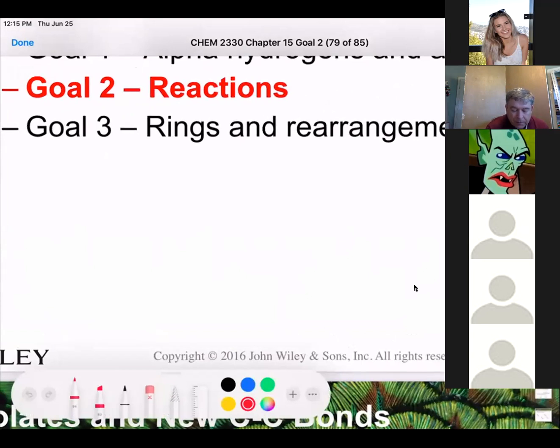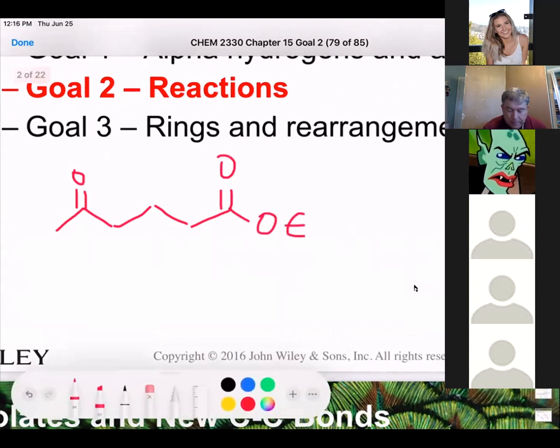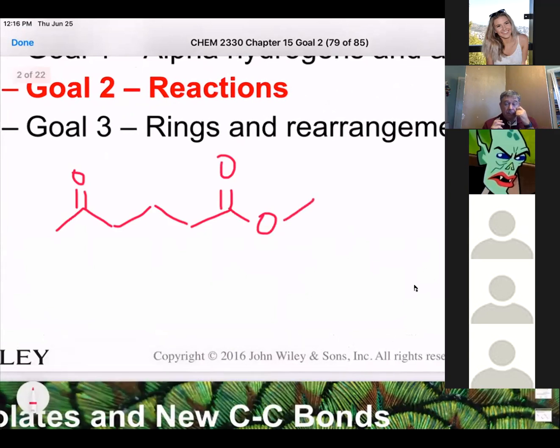Okay, so we're going to just draw a random compound. Let me draw it as a methyl group right here. Okay, so we have this compound here. It was an OEt, or it was an ester, at the very bottom there. All right, so I want to show you one more thing about this, where we can look at this and see how it's going to form a ring.